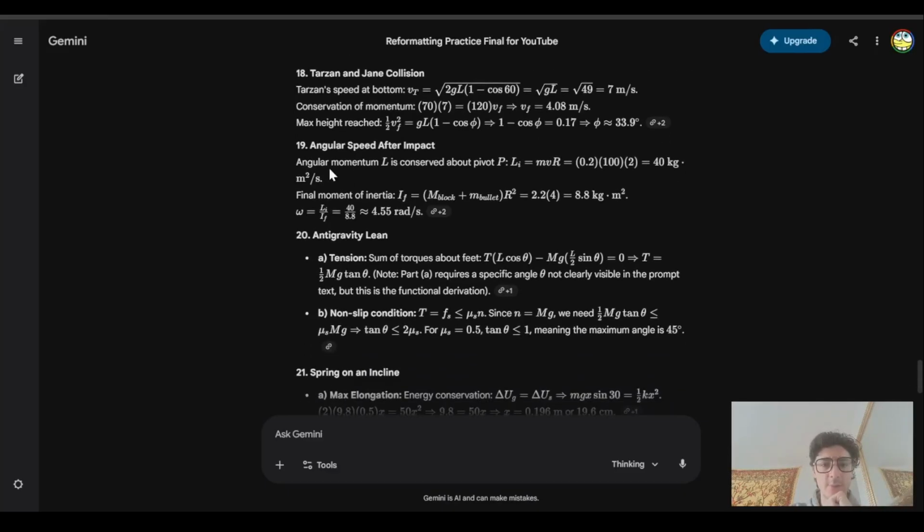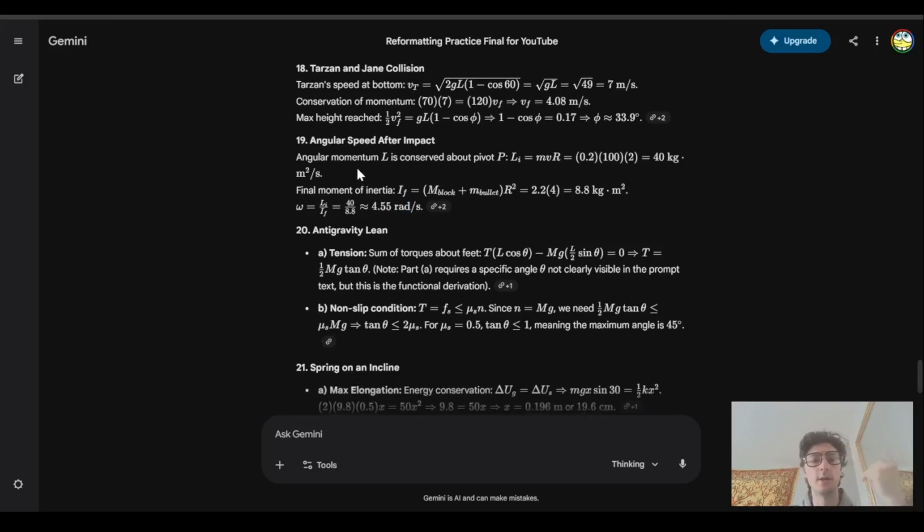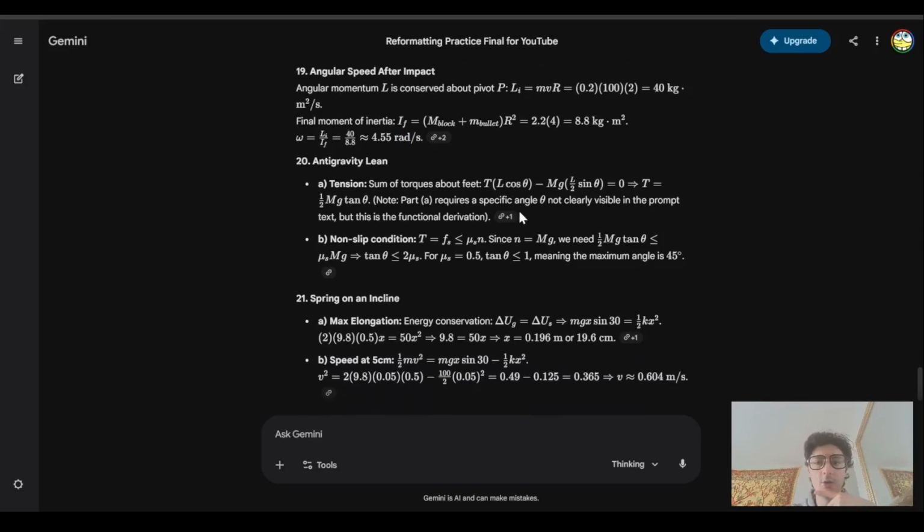Angular speed after impact, 44.55 radians. I think we got this, except I didn't put radians at the top. I just put 1 over seconds, but I think this is good, so this is another 10. So far we got 30 points out of the long answer. That's pimp. Anti-gravity lean. This one was a bit weird, and check this out.